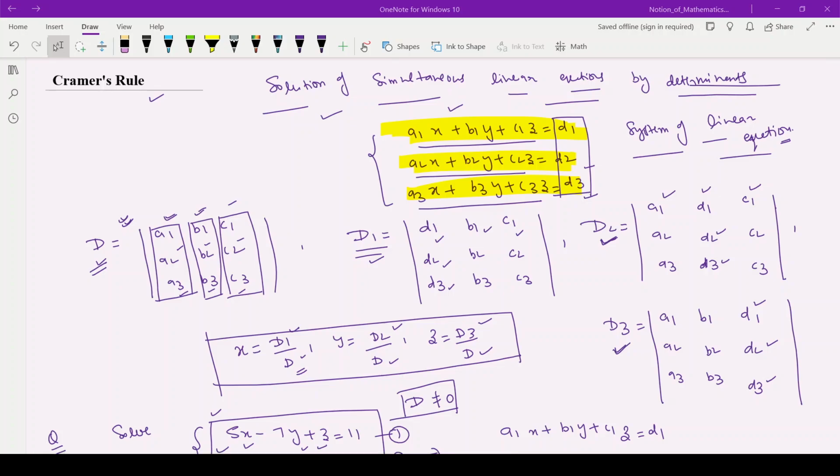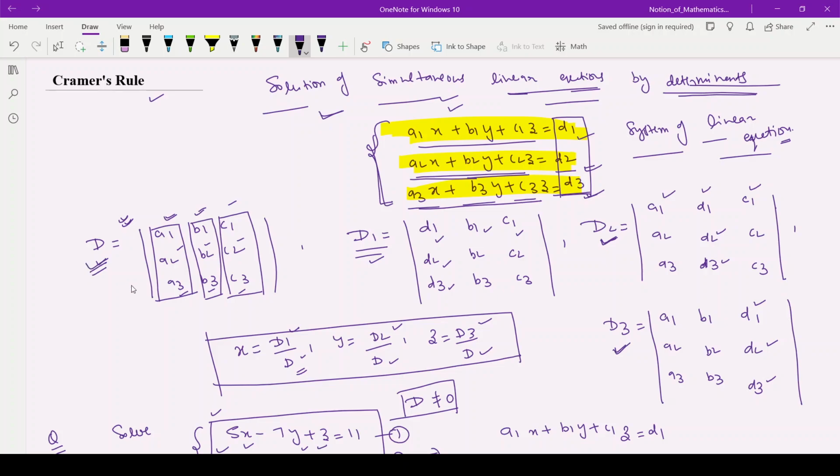Hello students, in today's video I am going to discuss the concept of Cramer's rule, and this Cramer's rule is applicable to find the solution of simultaneous linear equations by means of determinants. So students, this type of system of linear equations is given, where a1x + b1y + c1z = d1 is the first equation, a2x + b2y + c2z = d2 is the second equation, a3x + b3y + c3z = d3 is the third equation.